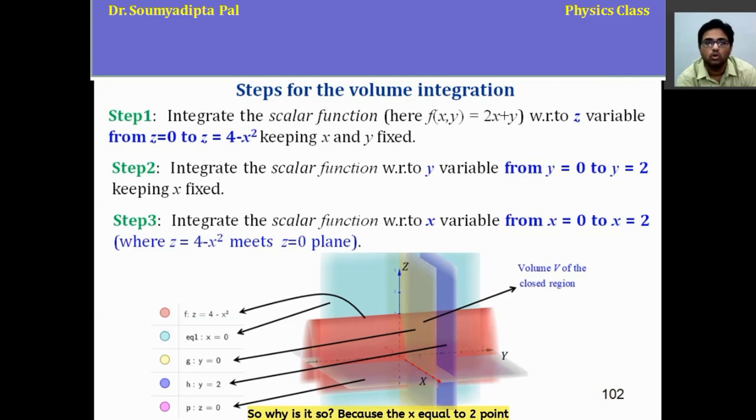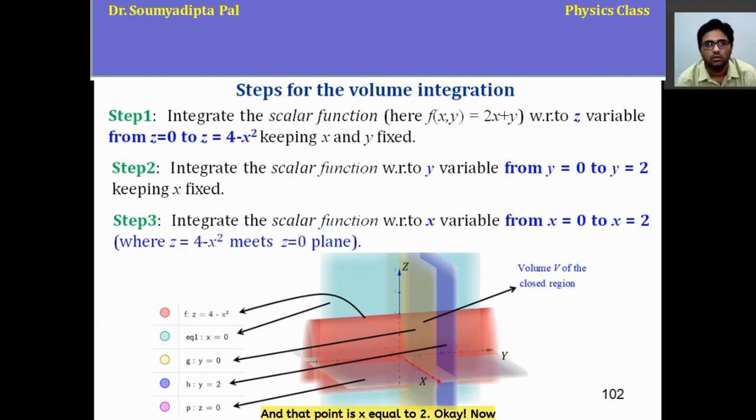So why is it so? Because the x equal to 2 point is that point where z equal to 4 minus x square plane meets z equal to 0 plane below along x axis. So this is z equal to 4 minus x square plane. So it is meeting at z equal to 0 along x axis, and that point is x equal to 2.